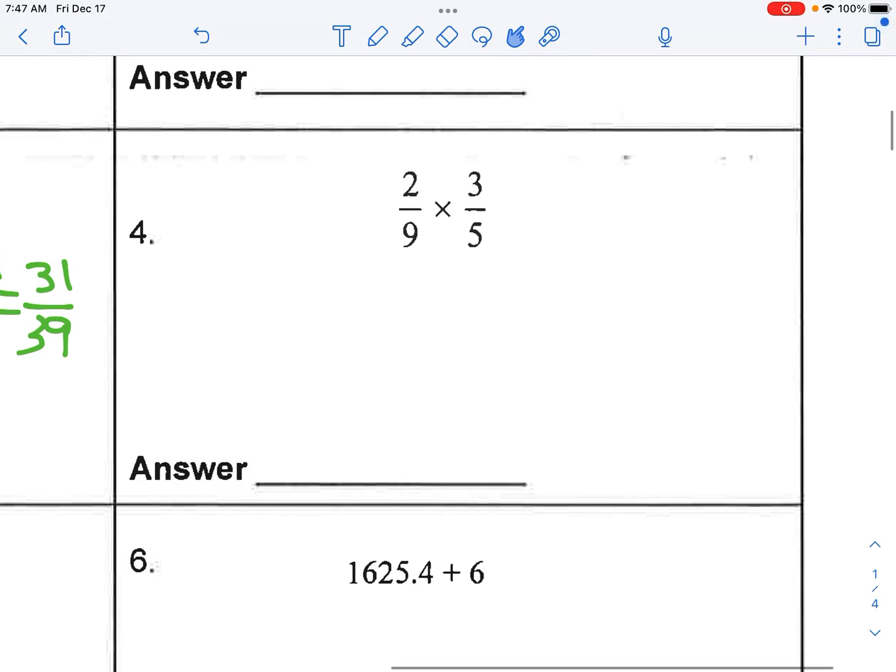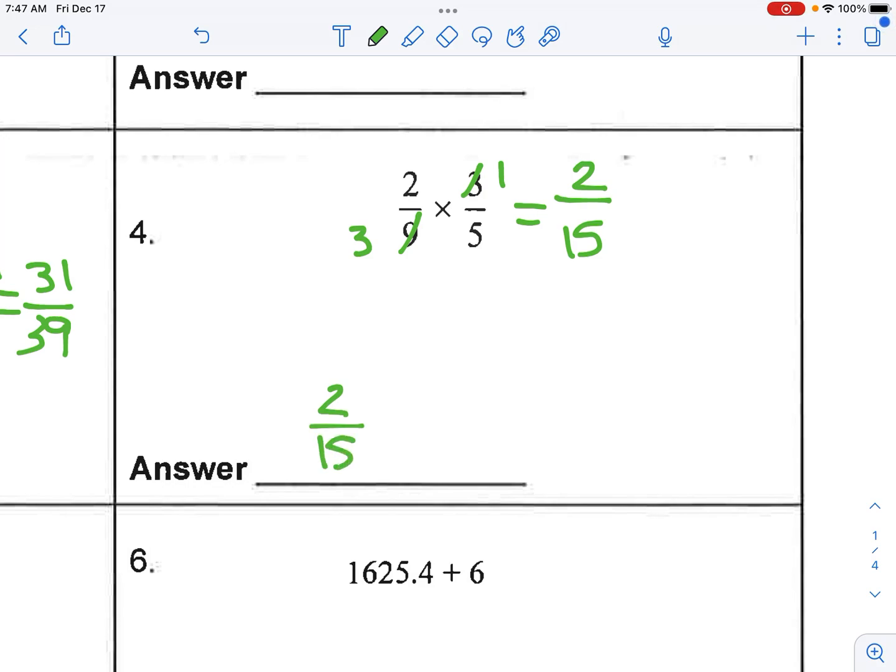Number 4, cross cancel, multiply numerators, multiply denominators, 2/15.